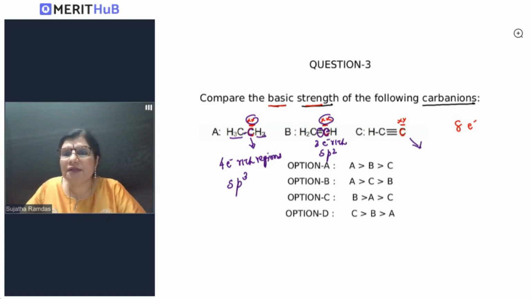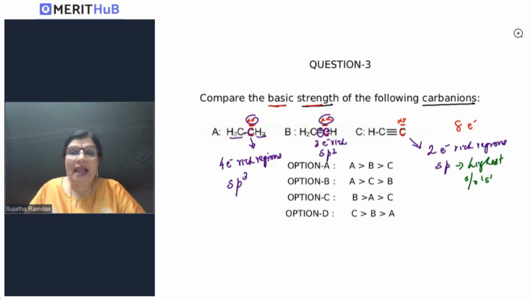So this has got 2 electron rich regions around that carbon atom, and therefore it is sp hybridized. So obviously this carbanion will have the highest percentage s character, and because of which this lone pair of electrons is tightly held by this carbon and not readily available to accept a proton. So this will be the weakest base.